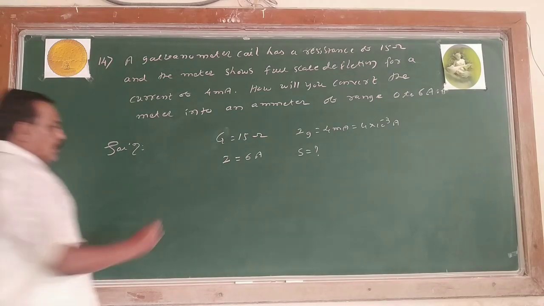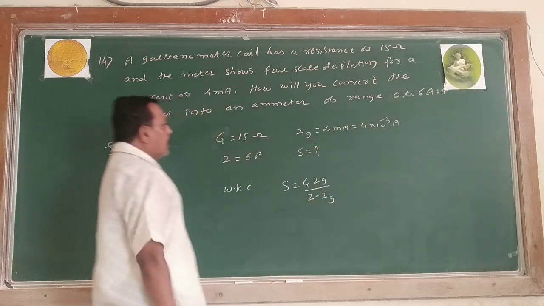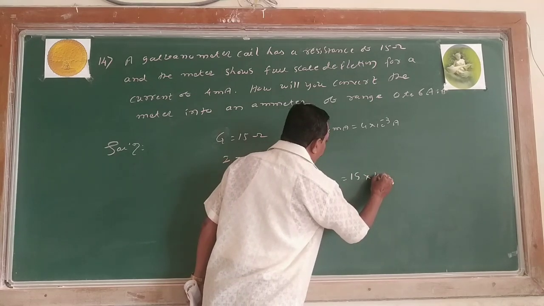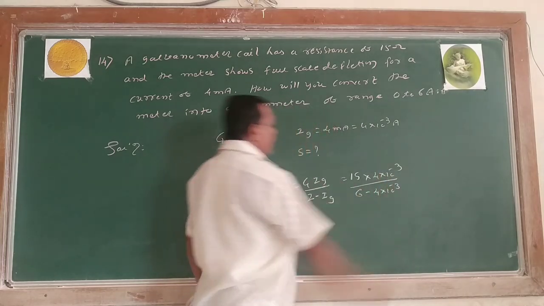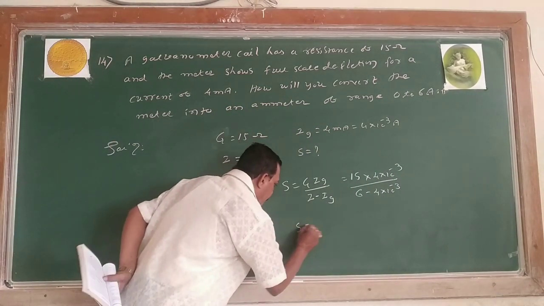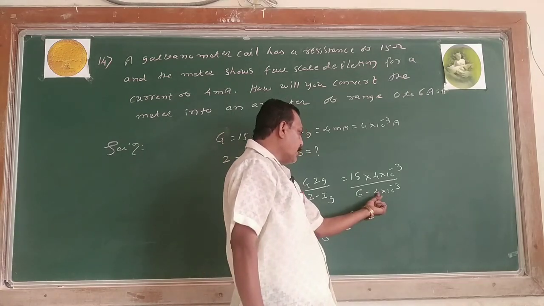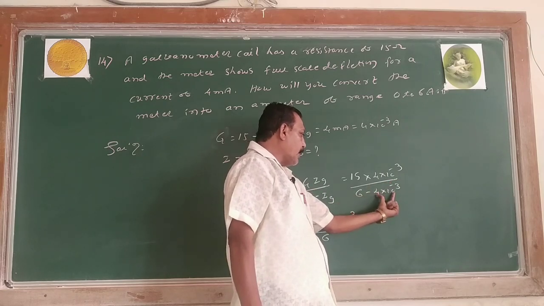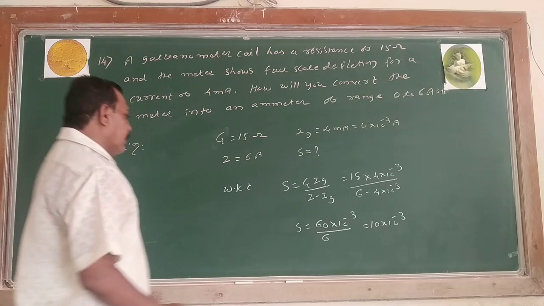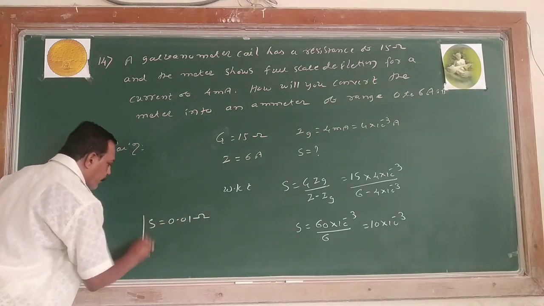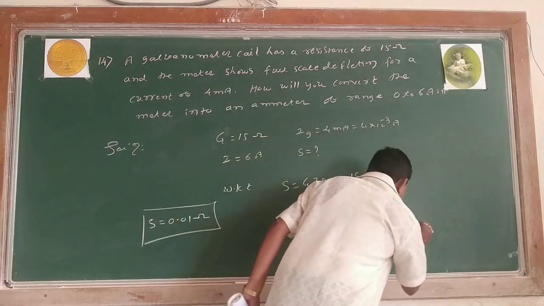So we know that S equals G into Ig divided by I minus Ig. G is 15. Ig is 4 into 10 to the power of minus 3. I is 6, so 6 minus 4 into 10 to the power of minus 3. S equals 15 into 4 into 10 to the power of minus 3 divided by 6. If the subtracting term is a single digit more than 10 to the power of minus 2, then you simply neglect it. अगर आप subtract भी करें वही आंसर आता है. Then S equals 0.01 ohm. This is your answer.